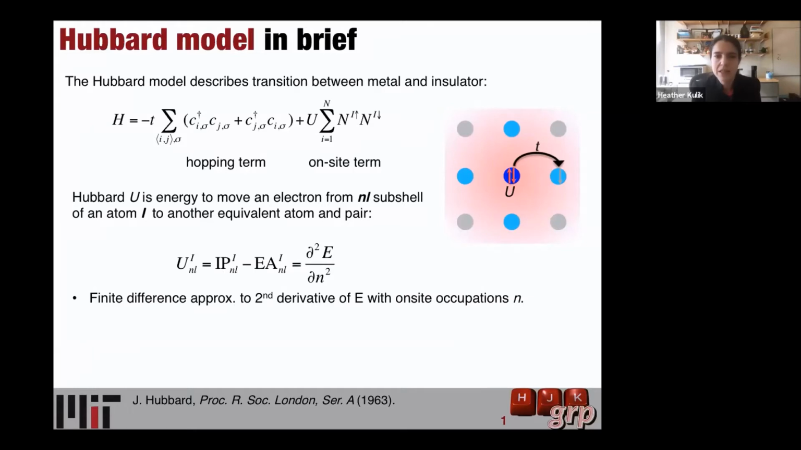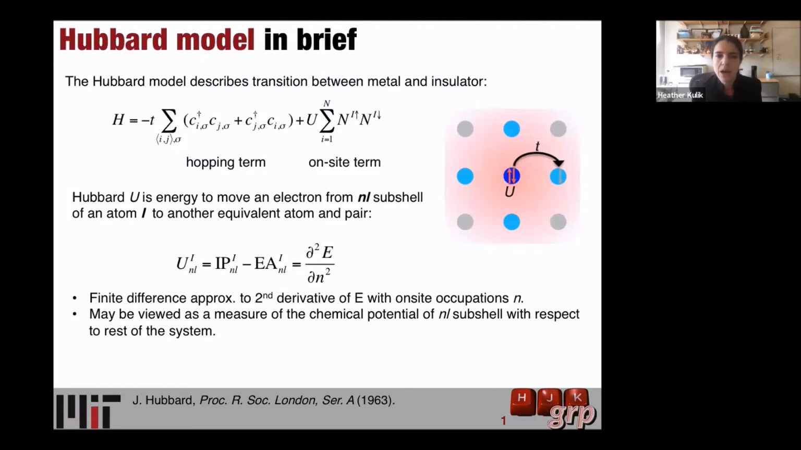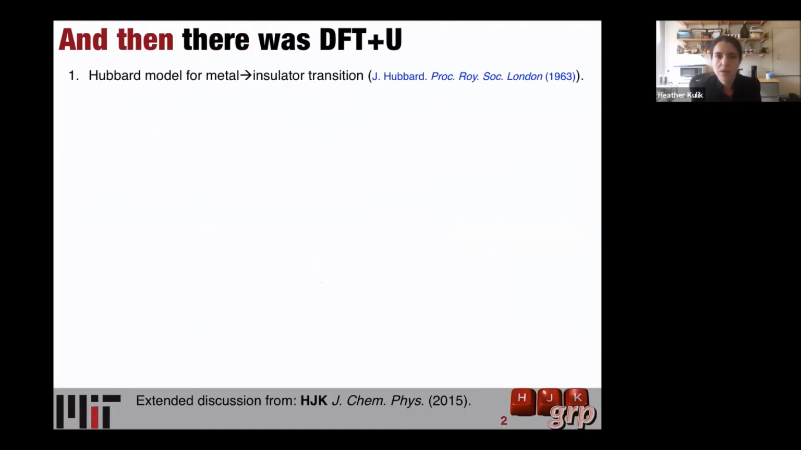So again, this is a finite difference approximation to the second derivative of the energy with respect to variation of the on-site occupations. And that's something I'd like to go into a little more detail about. As a result of this, you can view this as a type of chemical potential of the D subshell with respect to the rest of the system. And this will be important as we talk about Hubbard U.